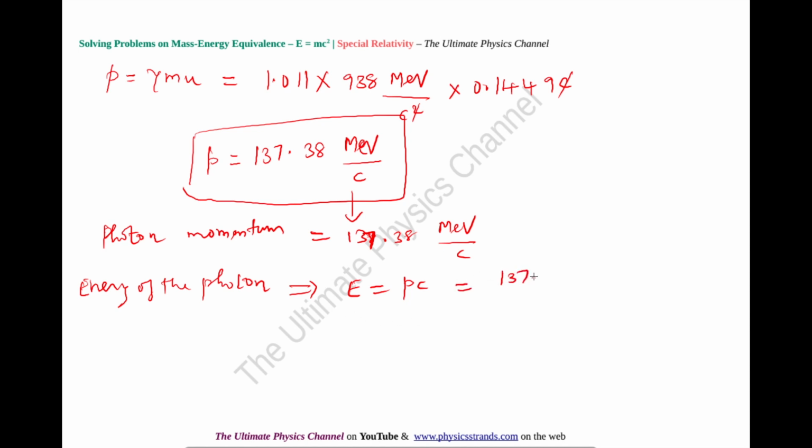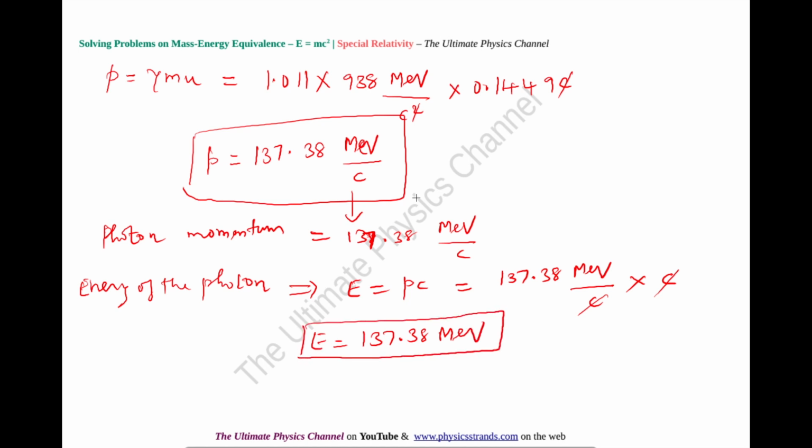So 137.38 MeV over c multiplied by c, the speed of light. So these two entities will cancel, so the energy can be directly written as 137.38 MeV. So this is the energy of a photon whose momentum is same as the momentum of a proton having an energy 10 MeV. So that solves the problem.